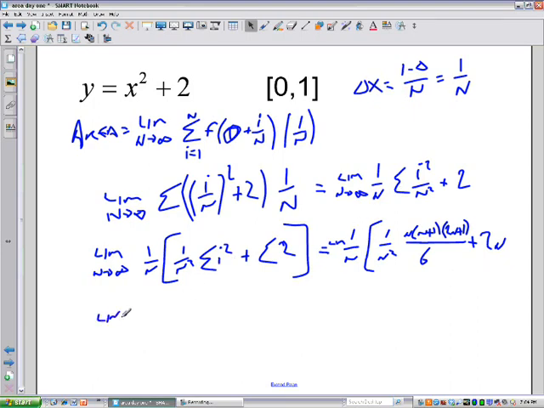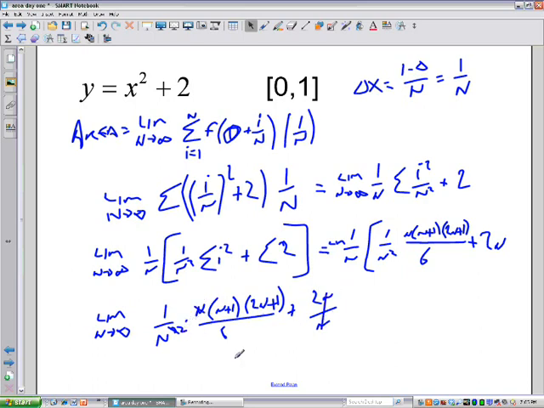So we're looking at the limit as n approaches infinity of, let's see, it becomes 1 over n cubed times n plus 1 times 2n plus 1 over 6, plus 2n over n. I'm distributing that to both terms. Okay? Here we get boom, boom. That cancels out, right? Here, those cancel out.